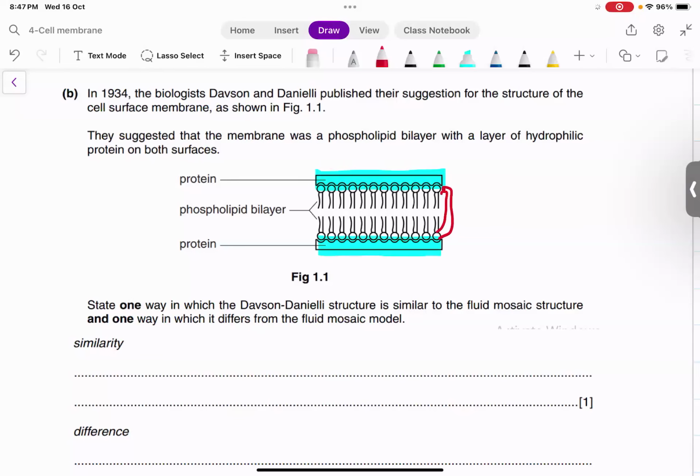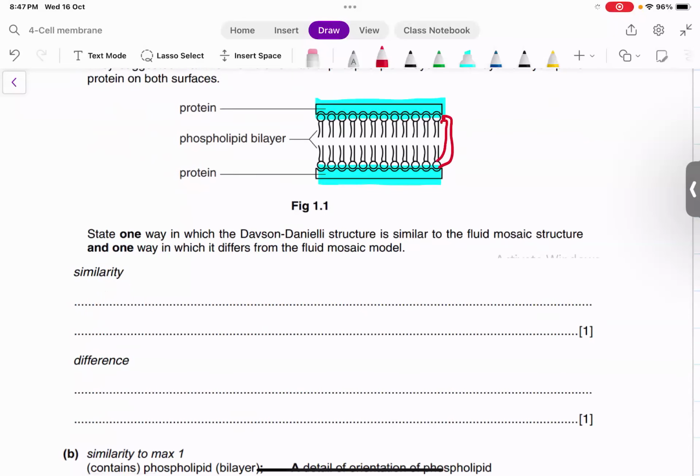Okay. The question is, state one way in which the Davson-Danielli structure is similar to the fluid mosaic structure and one way in which it differs from the fluid mosaic model. Similarity may be that both have a phospholipid bilayer, both have the phospholipid molecules in them, both have proteins in them. So that may be a similarity. And the difference is that in the fluid mosaic model, the proteins are scattered, whereas in this Davson and Danielli model, the proteins cover the upper surface and the lower surface. They make hydrogen bonding with the polar heads.